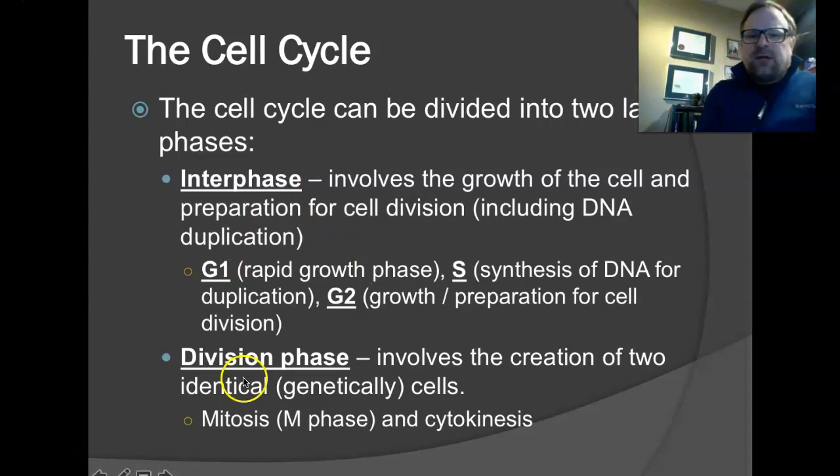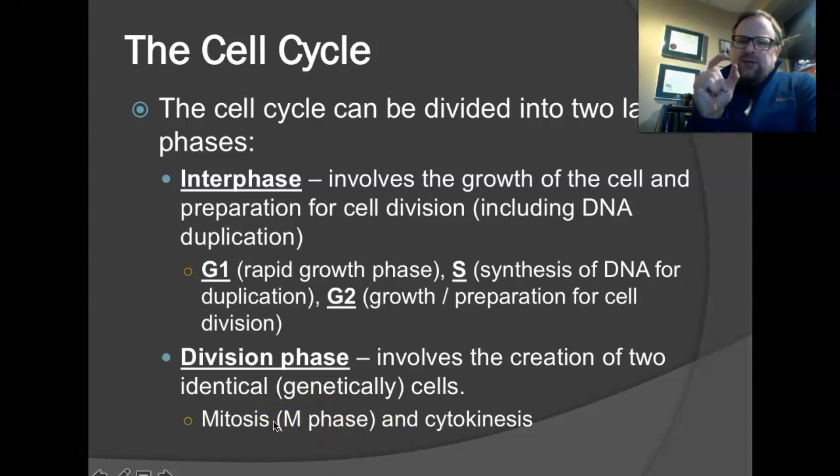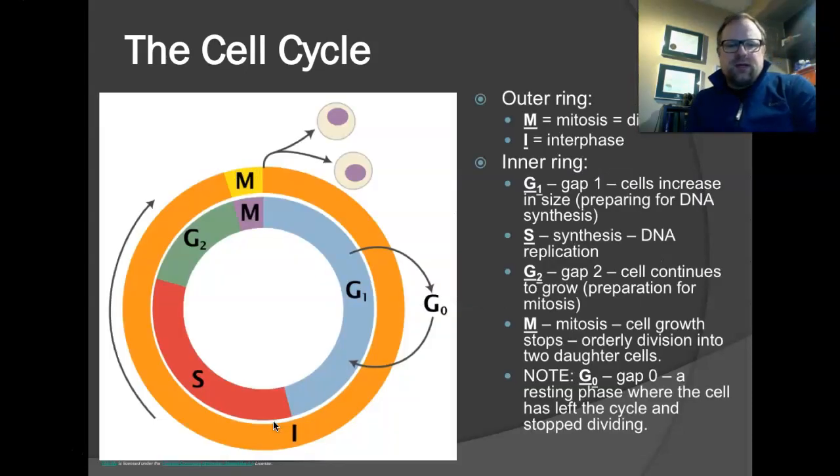So the second part of interphase that I really want you to pay attention to is the division phase. It involves basically the process of creating two genetically identical cells. We're going to call it the M phase in the diagram, and I'm going to lump together mitosis, which is actually starting the division, and cytokinesis. Cytokinesis is that point when the one cell sort of squeezes down, and we'll see this, and pinches off and turns into two cells. So I'm going to lump that together as the division phase.